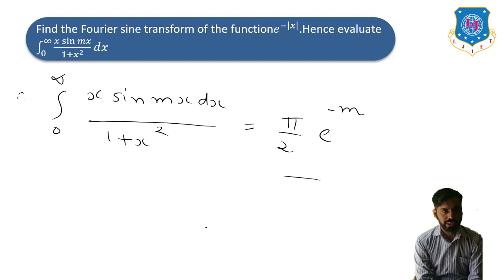So in today's lecture we have discussed Fourier transform, Fourier cosine transform and Fourier sine transform.